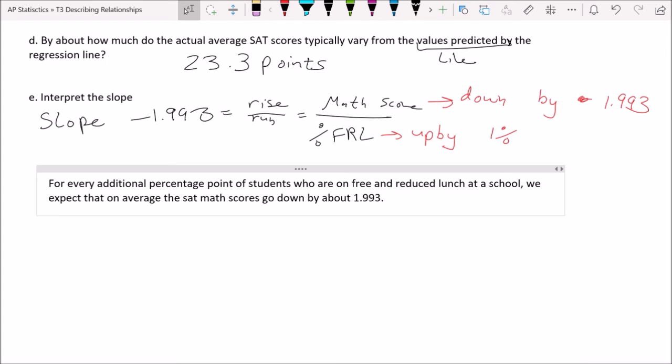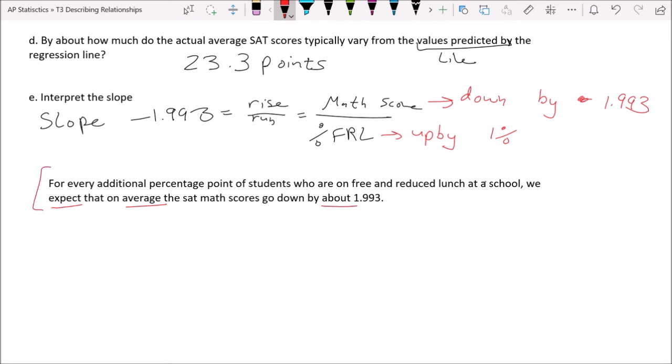1.993. Now, guys, you see how I'm being really sort of soft and squishy in my writing here? So I'm saying we expect that on average they go down by about that much. Now for AP stats, they call it deterministic language. If you say for every percentage that free and reduced lunch goes up, the scores go down by 1.993, they're going to mark you down for that. It's not that it goes down by 1.993, it's that on average they go down by about that much, or that our line predicts that they will go down by about that much. So you have to use, I call it squishy, they call it non-deterministic language, tomato, potato, it's up to you, okay? But you don't want to say that it's exactly doing this.